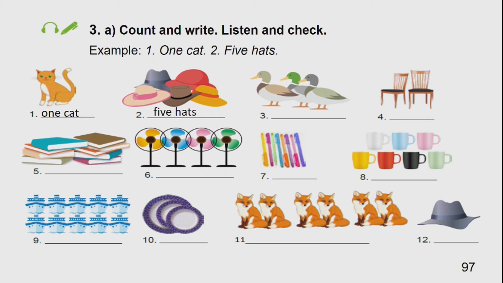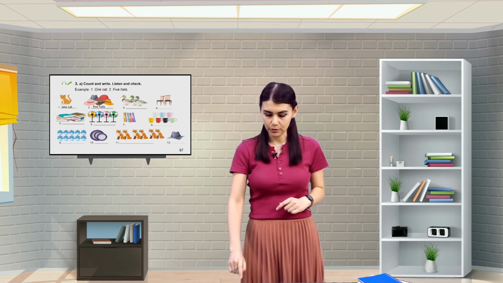Okay, if the sound is s, we bend right as many times as many objects we see. For example, picture 2. 1, 2, 3, 4, 5 hats. Okay, if the sound is iz, we bend forward. For example, picture 10. 1, 2, 3 dishes. Let's continue. Picture 5. 1, 2, 3, 4, 5, 6, 7, 8, 9 books. Picture 9.